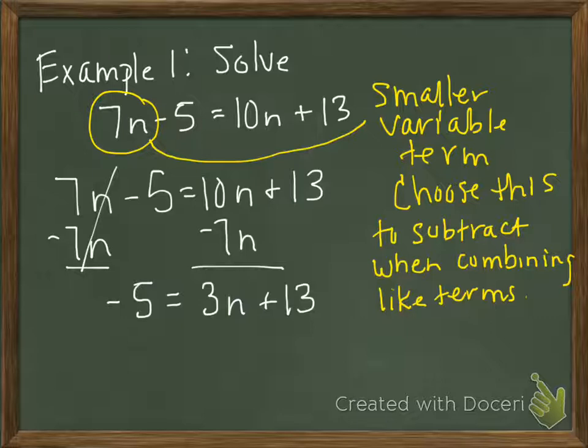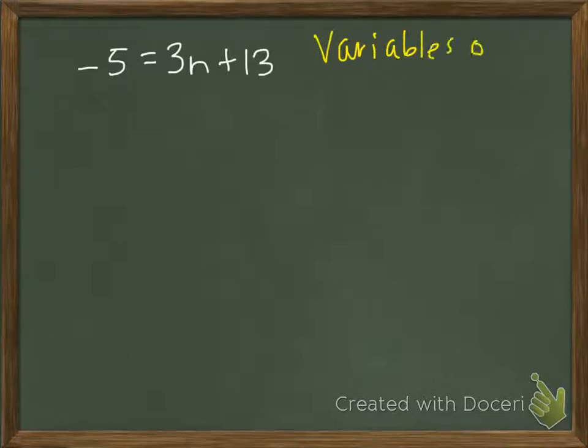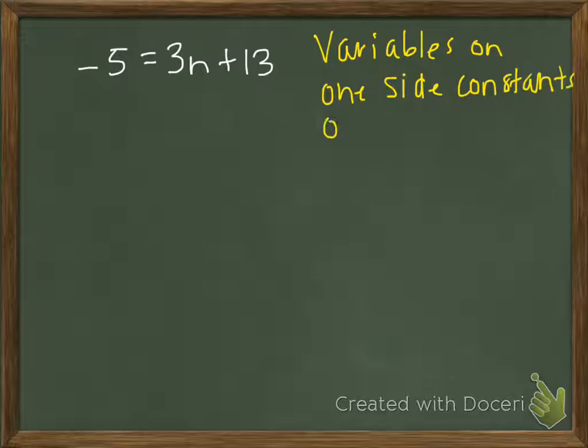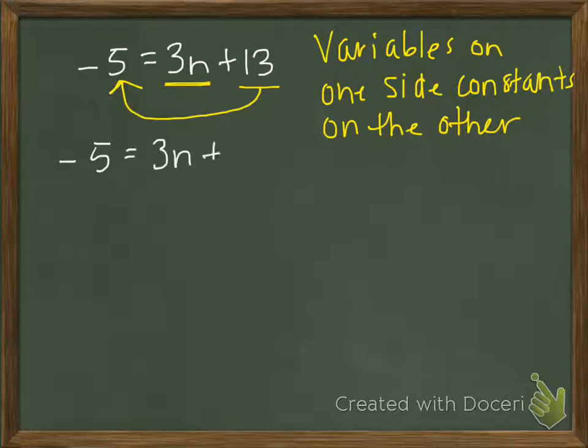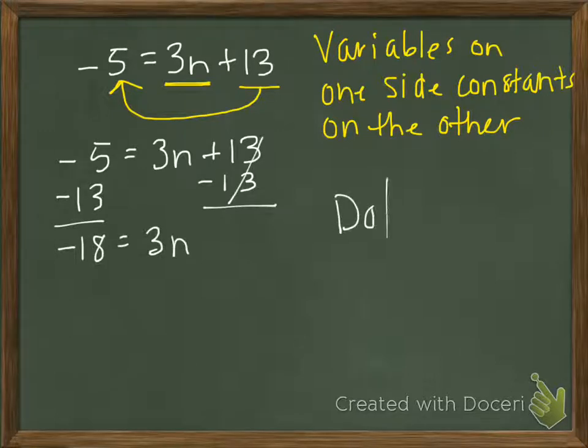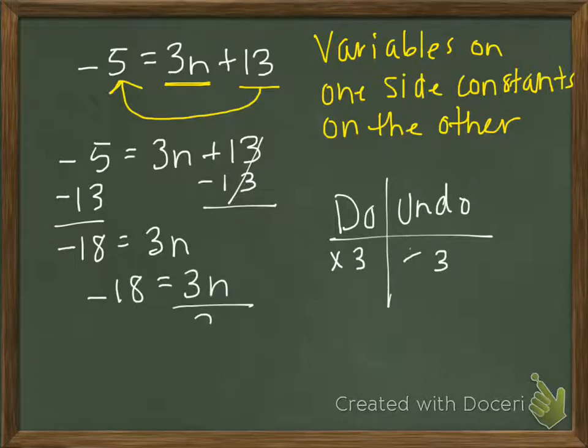So we got all our variables on one side by combining the like terms, and now we want all our constants on the other side. So we have negative 3n equals 3n plus 13, and all our variables are on the one side. In order to put all the constants on the other side, we're going to subtract 13 from both sides. So negative 5 minus 13 is negative 18 equals 3n. Now we can use our do and undo chart, and we find that negative 6 equals n.